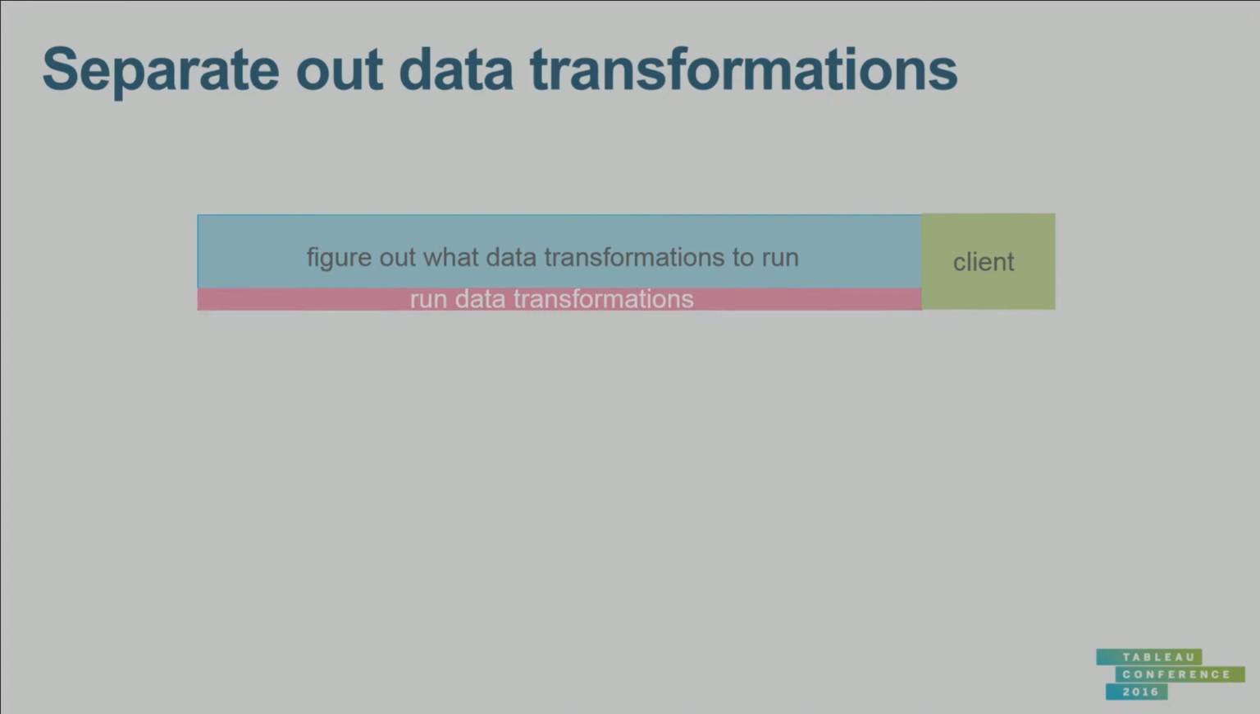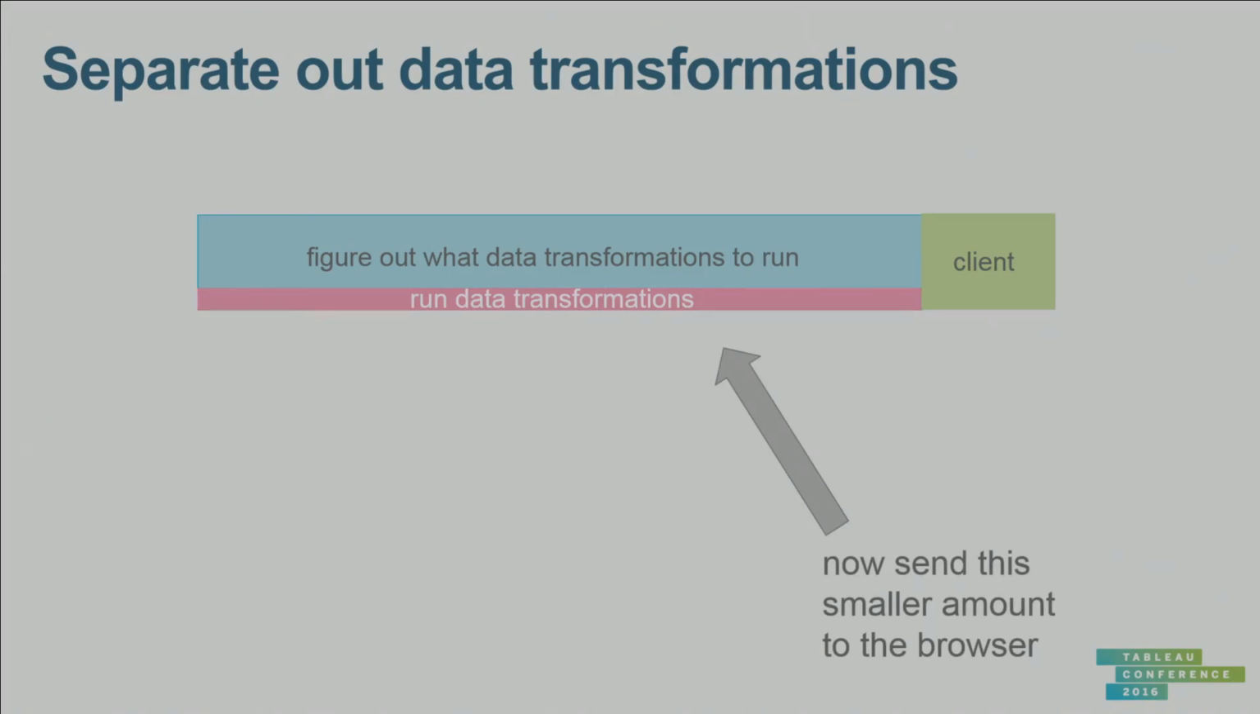We're just going to record the data transformations. We have a bunch of logic that figures out what the data transformation should be based on the viz you're looking at, the data you're looking at. And then we just record, OK, now that we've figured that out, here's the data transformation that we need to run. And that's what we send to the browser client. So we've got a much smaller payload that can basically describe that fully interactive viz.